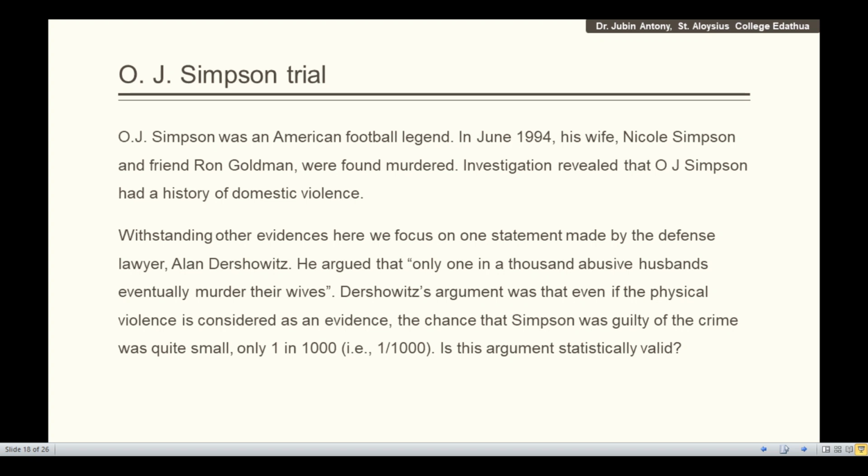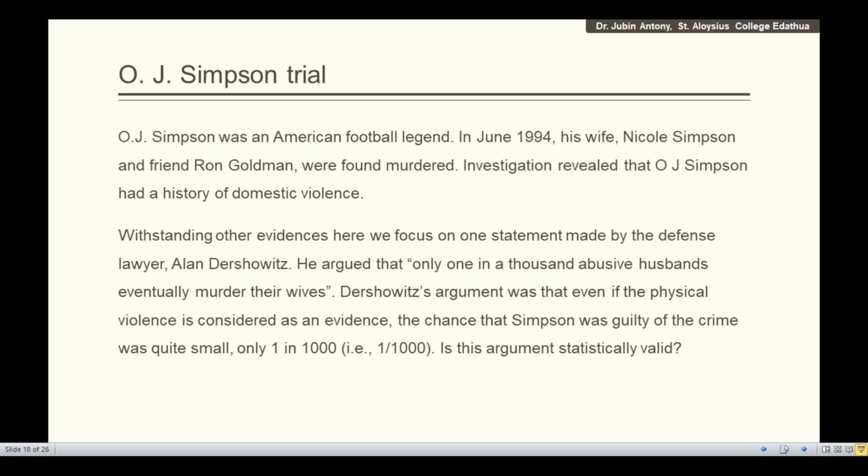Now to the case history. O.J. Simpson was an American football legend. In June 1994, his wife, Nicole Simpson, and friend Ron Goldman were found murdered. Investigation revealed that O.J. Simpson had a history of domestic violence.